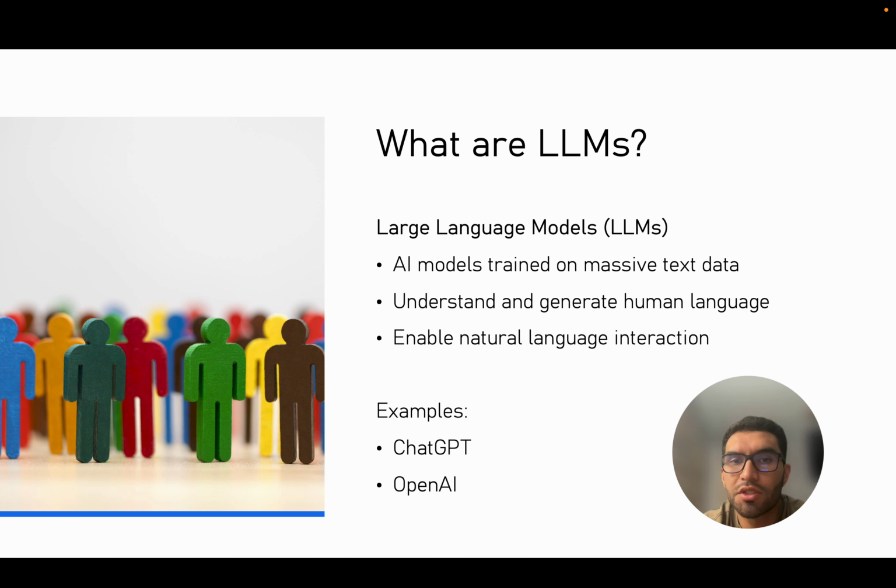This is where large language models, or LLMs, come in. They are AI models trained on massive amounts of text data that allow them to understand and generate human-like language. Tools like ChatGPT, developed by OpenAI, have made it possible for users to interact with systems using natural language. Instead of writing code, users can simply ask questions. They are not just for generating text, they can also function as data tools. For example, they can generate SQL queries.